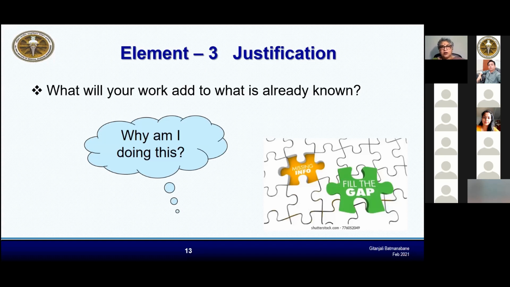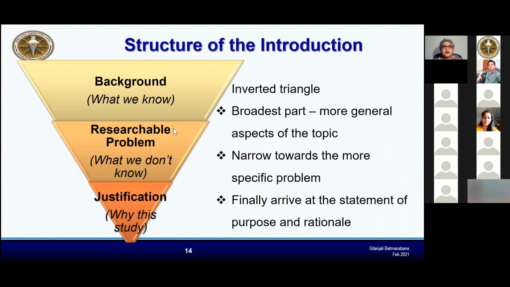So background, gaps, and the justification. So this is the structure. It's an inverted triangle. Background is what we know. Researchable problem is what we don't know. And the justification is why we have done this study.